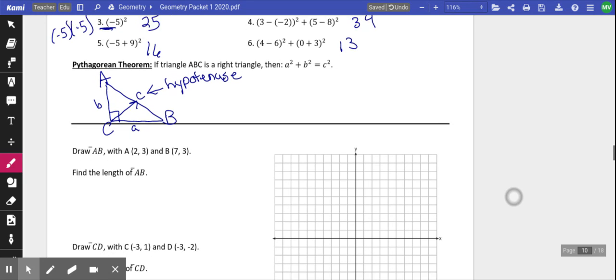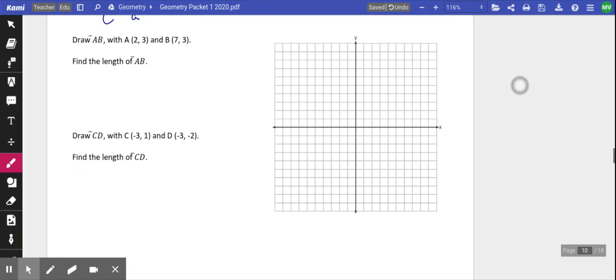So hopefully you remember that. If not, ask me and we can go over it. So now I want you to do these two problems. So pause, come back, and check your answers.